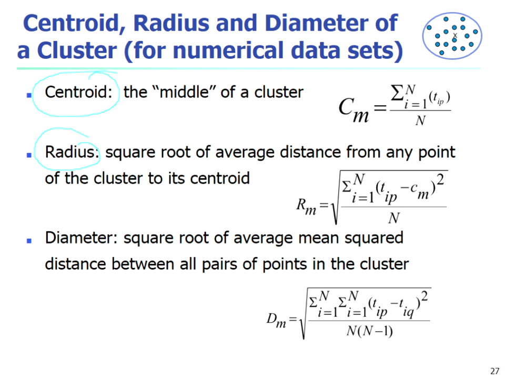The diameter is the square root of the average mean squared distance between all pairs of points in the cluster. So for a cluster, we can calculate the centroid, the radius, and the diameter. Any questions?